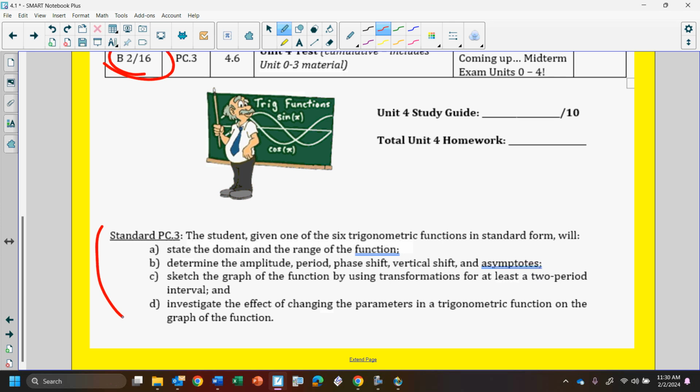And then we have some new vocabulary. We're going to talk about the amplitude, the period, the phase shift, vertical shift. Asymptotes happen in tangent graphs. We're going to talk about some of that different vocabulary with these guys. Okay? Get excited.